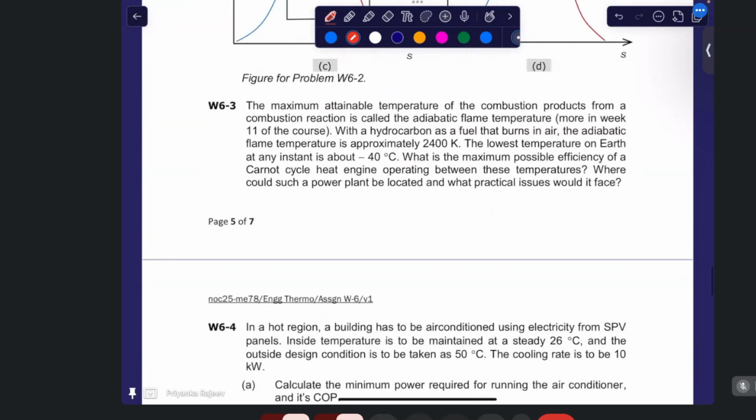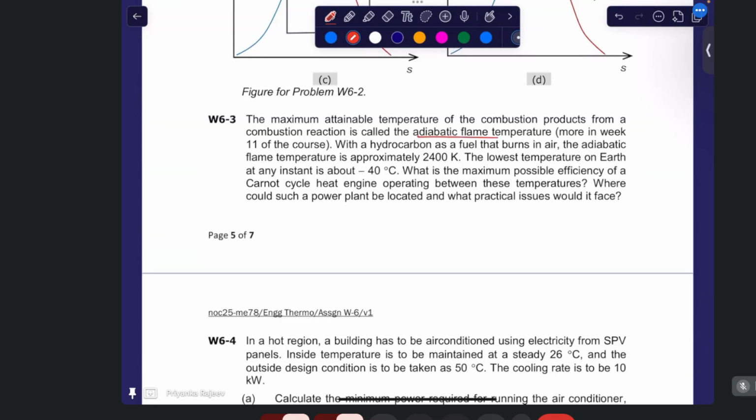Now, third question. The maximum attainable temperature of the combustion products from a combustion reaction is called the adiabatic flame temperature. More in week 11 of the course. About adiabatic flame temperature, they will be teaching later. With a hydrocarbon as a fuel that burns in air, the adiabatic flame temperature is approximately 2400 Kelvin. The lowest temperature on Earth at any instant is about minus 40 degrees centigrade. What is the maximum possible efficiency of a Carnot cycle heat engine operating between these two temperatures? Where could such a power plant be located, and what practical issues would it face?